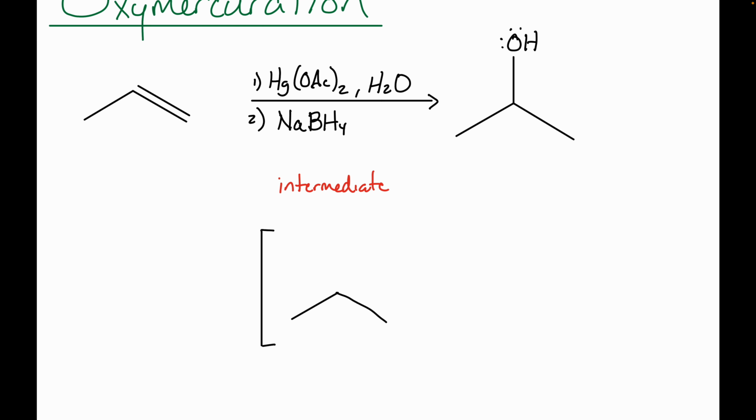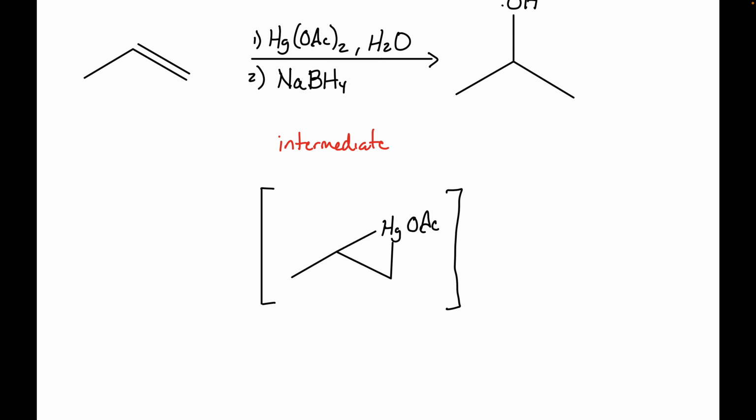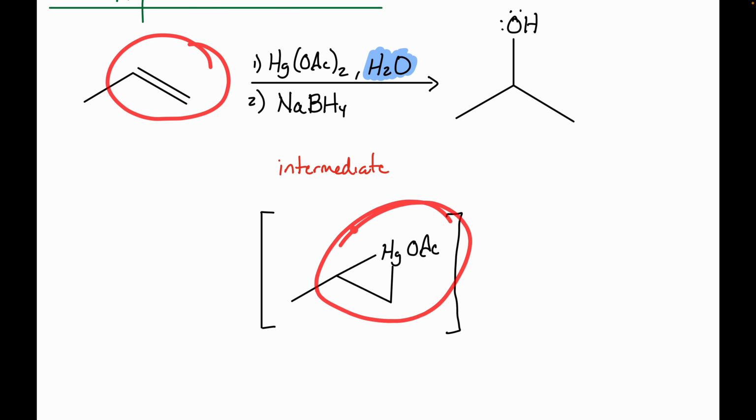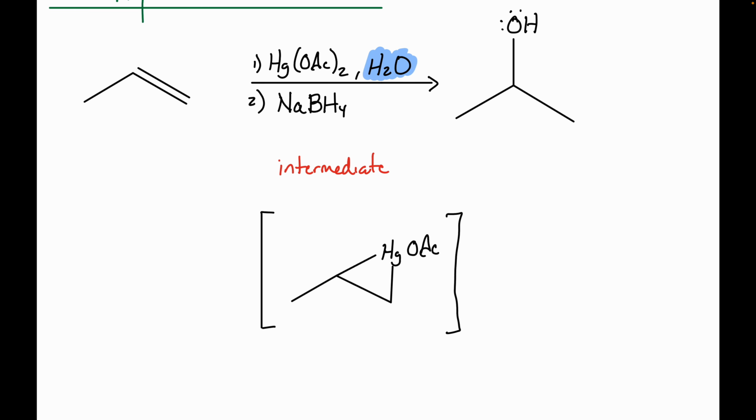Okay. And that is another one of those cyclic intermediates. All right, and then importantly, the water that's in this mixture here is really important. This is going to be playing the role of the nucleophile, giving you your alcohol product. So this water molecule here, really the mercury acetate, it just turns your carbon-carbon double bond into a really good electrophile. Because what do we know about these three-membered rings?